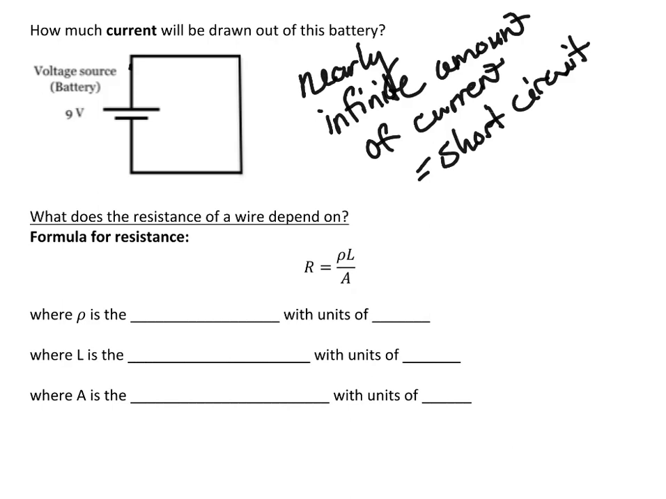So how do you actually figure out resistance? There is a little bit of resistance in every wire, and it's based on a few things that kind of make sense. So the first thing that will impact your resistance of a wire or any sort of device is the resistivity of the material.